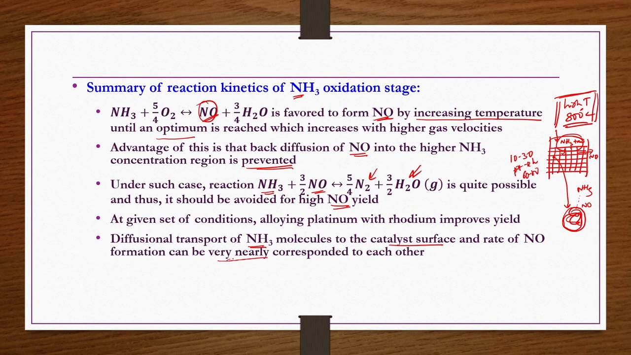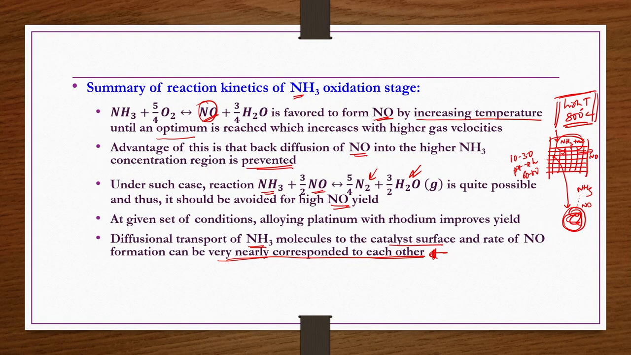are very nearly corresponding to each other, and that makes process calculations easy. If the NH3 is coming at one rate and NO is going out at a slower rate, then NO may accumulate on the catalyst surface, which is not good, right? If both of them are at almost a similar rate, then whatever rate ammonia is reaching the catalyst surface, at the same rate NO may be forming and leaving out to the bulk of the NO region, so that is going to be another advantage.